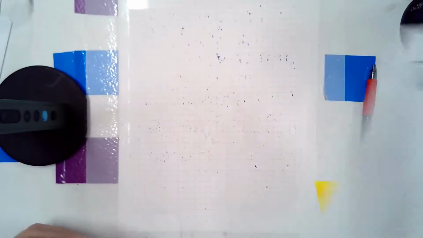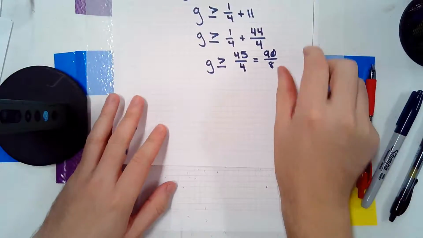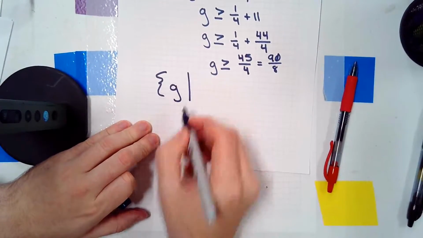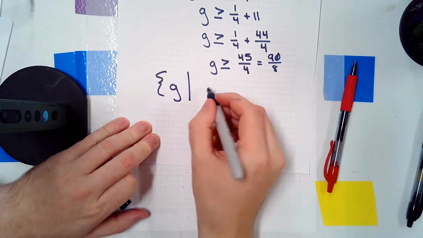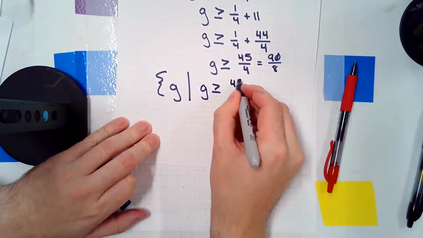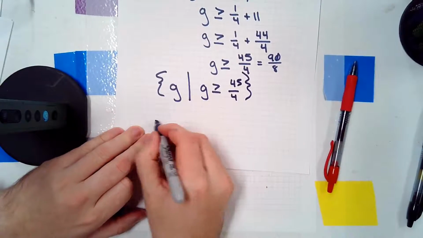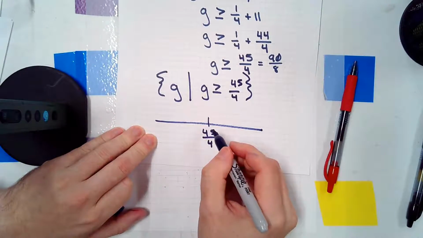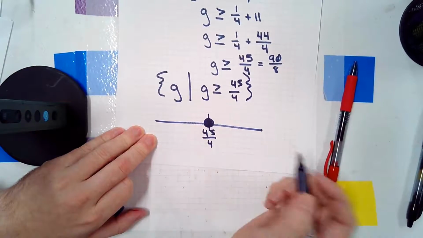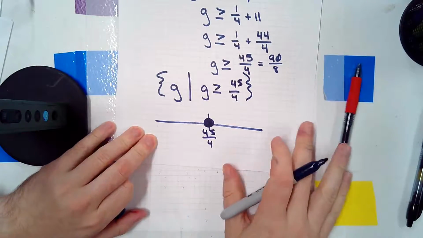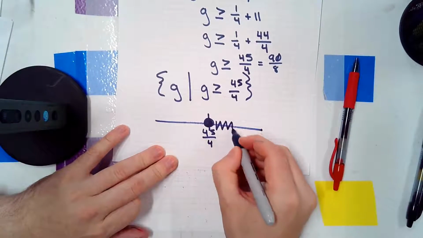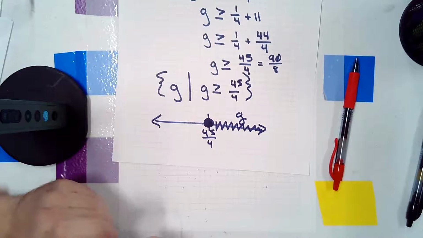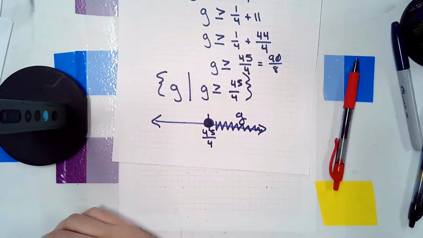Give me another. Oh, wait, hold on. We've got a graph. Set notation and graph, real quick. Set notation: G can be any number, and it has to be greater than or equal to 45 over 4. Here's 45 over 4 on a number line. Open or closed? Closed. Greater than, which side, right or left? To the right. That's where G lives, anywhere over there.